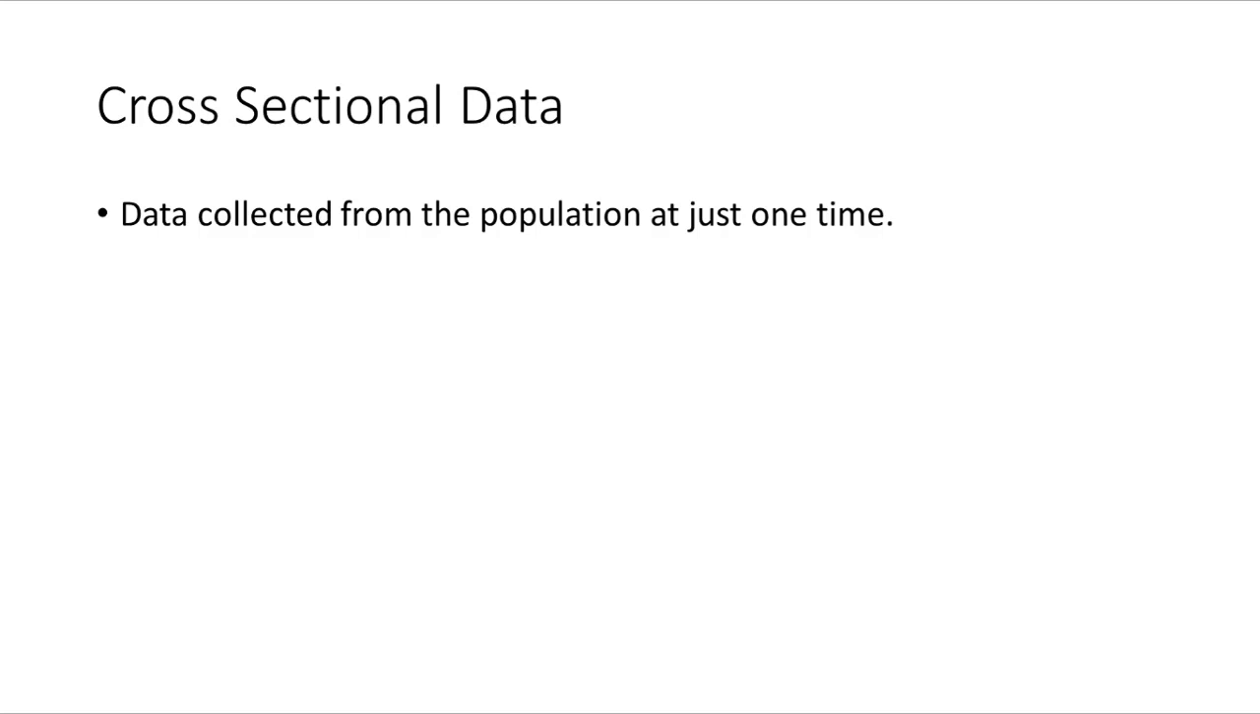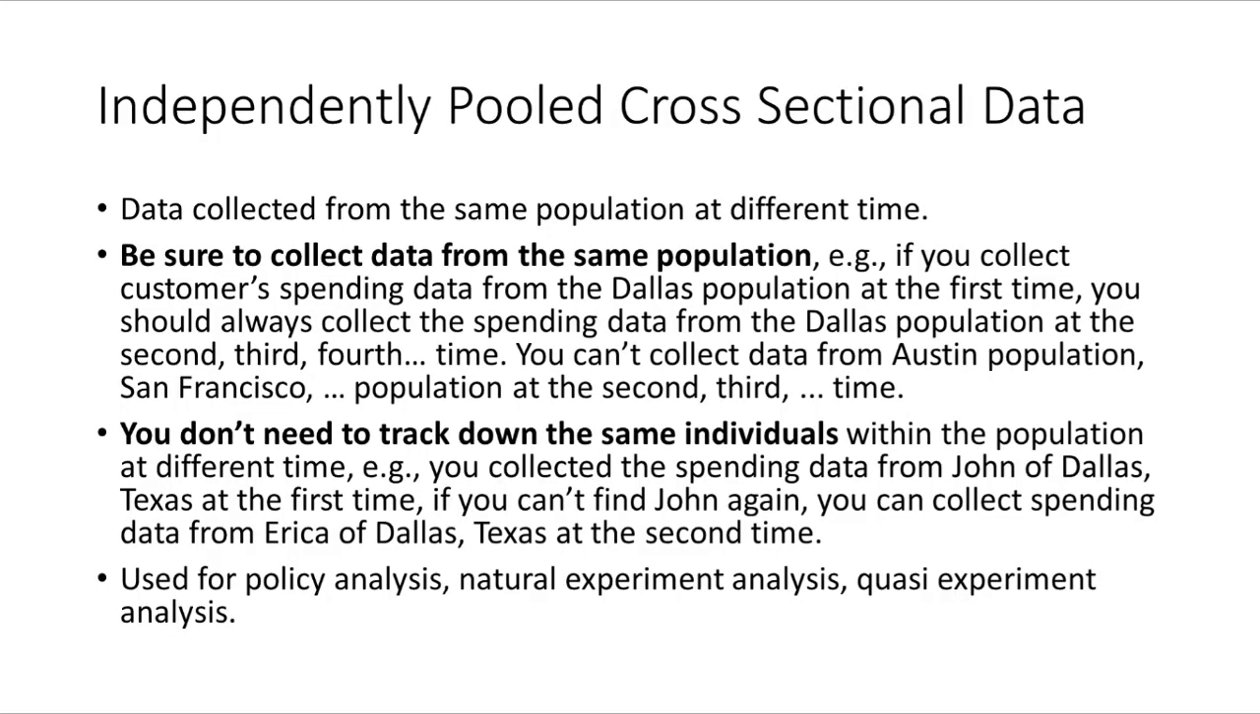For example, you want to test the effect of an experiment. Obviously, just one data set cannot show you the before and after effect of the experiment. Cross-sectional data cannot show you the before and after effect. We have to use other types of data. For example, we can use either independently pooled cross-sectional data or panel data. Let's talk about these two.